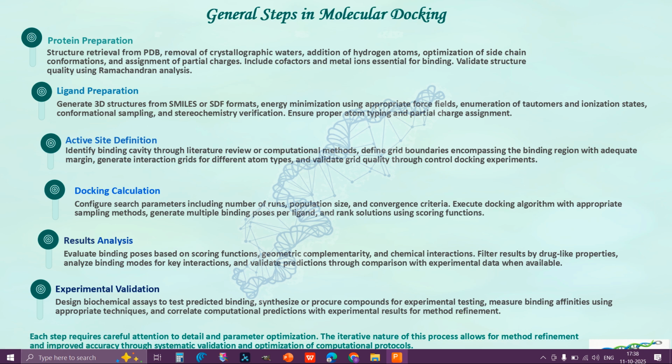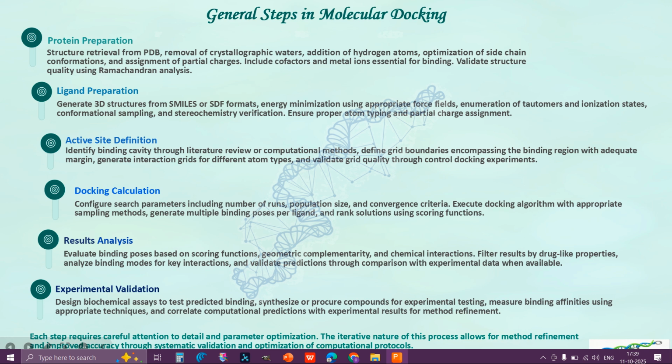As crystallographic structures have some water, we have to remove that water, and then we have to add hydrogen atoms, then optimize side chain conformation, and then we will assign the partial charges, and we will include cofactors and metal ions, which are essential for binding, and then we will validate our structure quality using Ramachandran analysis.